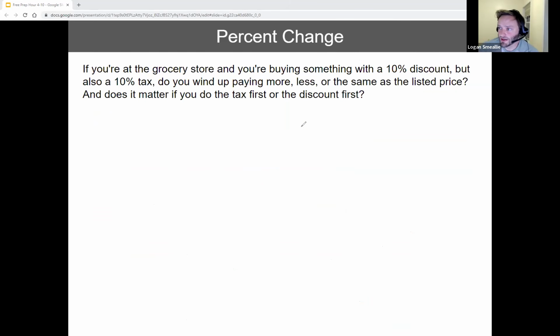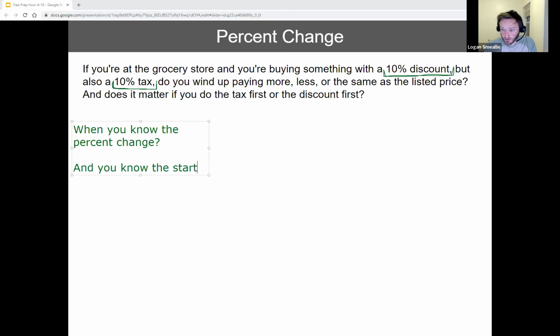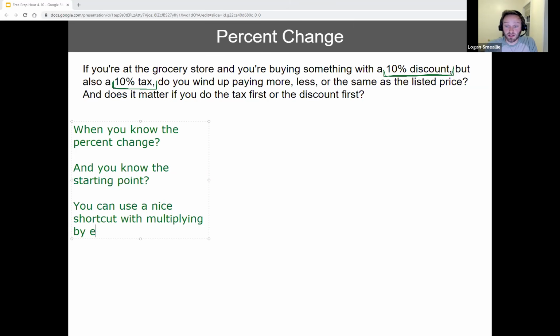So the question at hand is, we have a 10% discount and a 10% tax. So these are both percent changes. We get a certain amount of like the raw total of our grocery bill. It's going to go up a certain percentage and it's going to go down a certain percentage. When you know the percent change and you know the starting point, you can use a nice shortcut with multiplying by decimals.